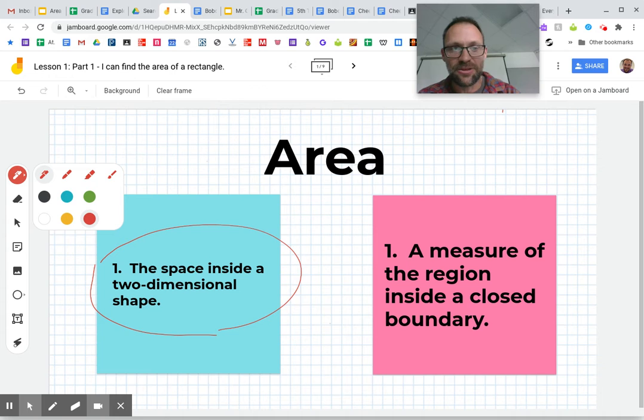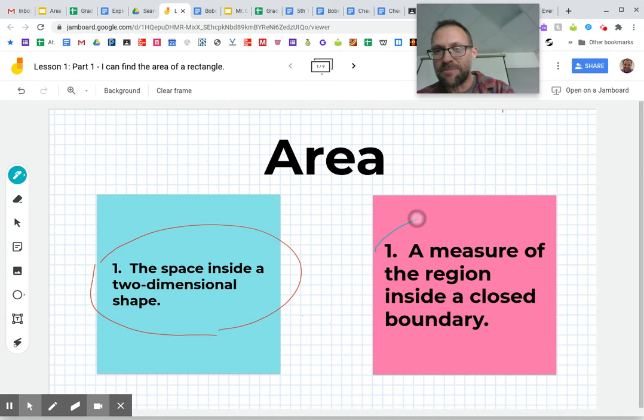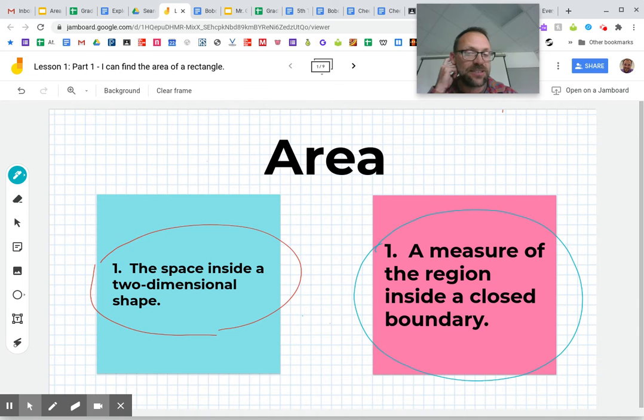Over here, we have another definition for area. Area is the measure of the region inside a closed boundary. That's a much more vocabulary, math wordy kind of definition. They mean the same thing. The area is a space inside a two-dimensional shape.